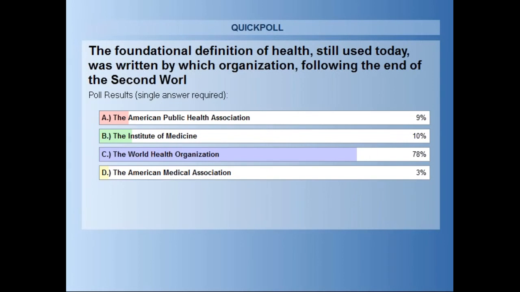Yes. So that's the right answer. The definition that many of us view as the foundational definition of health, complete state of physical, mental, and social well-being, and not merely the absence of disease or infirmity, was written at the formation of the World Health Organization, which was formed as part of the United Nations after the Second World War. The American Public Health Association, of course, defines public health. The Institute of Medicine has defined public health in different reports, but all of those emanate from that foundational way of defining health that the WHO came up with a long time ago, 1945 or something. It's pretty old.